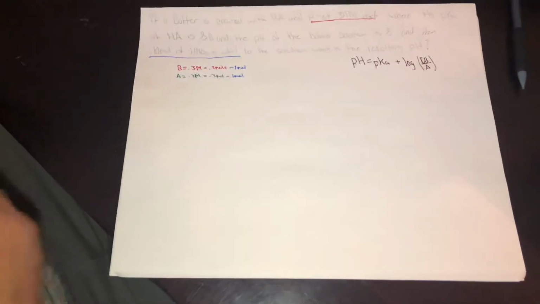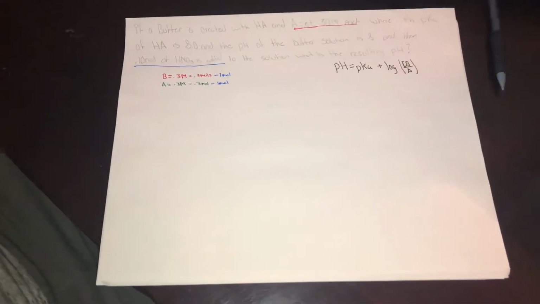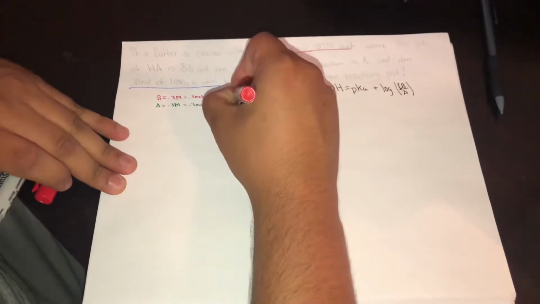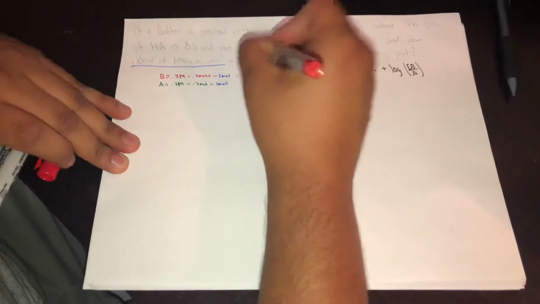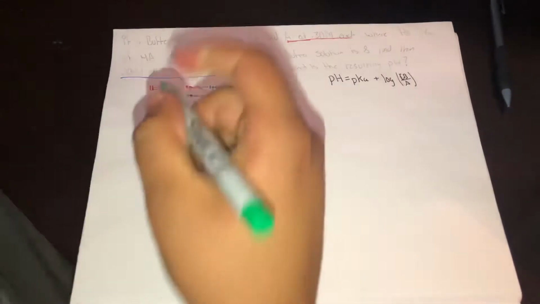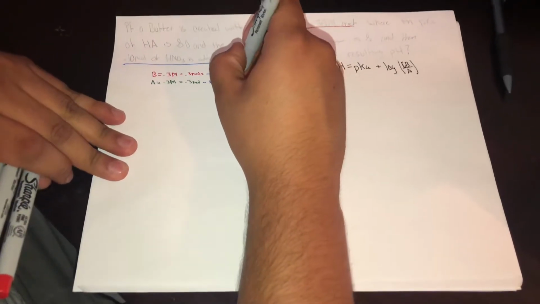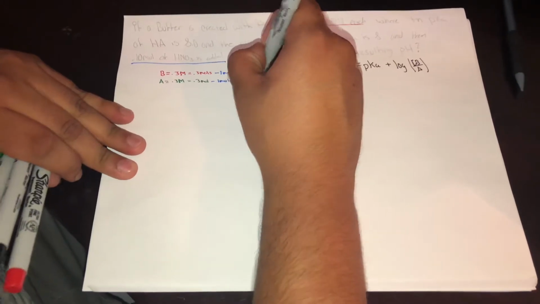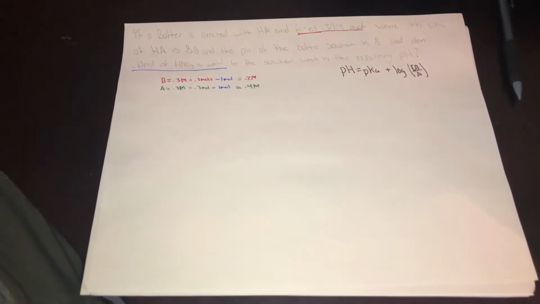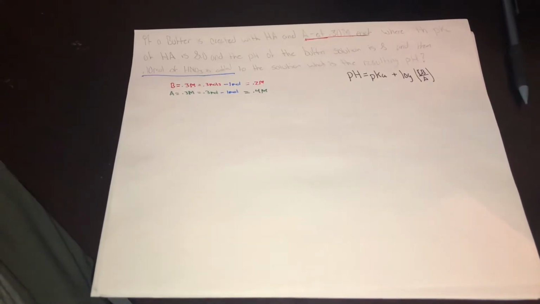Okay, so once you subtract the HNO3 from the conjugate base, it's going to equal 0.2, and then the acid will be equal to 0.4 because you added the HNO3 to it. You always add the HNO3 to the acid and subtract the HNO3 from the base. That's always how it's going to work.